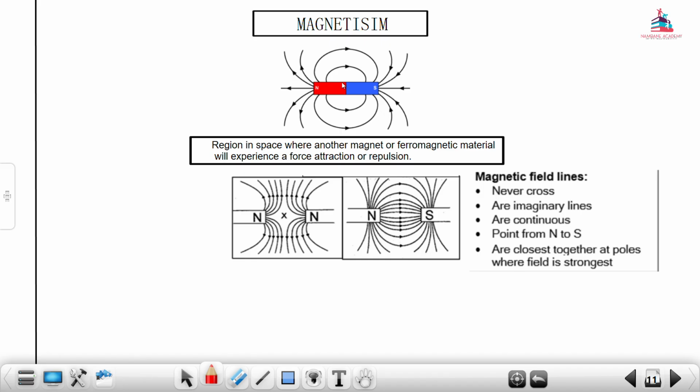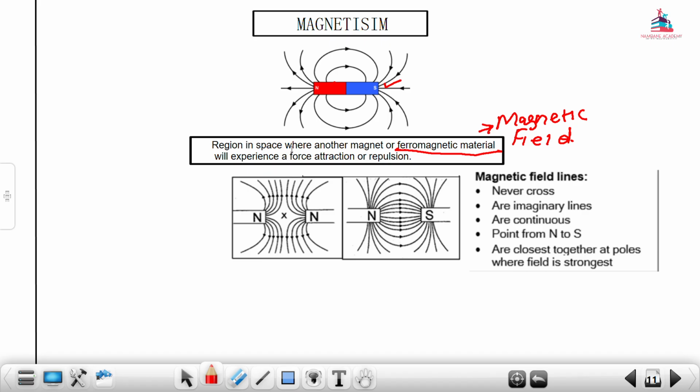Right, for our next topic, we are going to look at magnetism. With magnetism, we're always going to talk about a magnet, which will always have a north pole and a south pole. So if you have a region in space where another ferromagnetic material or magnet will experience a force of attraction, we say that we have a magnetic field.